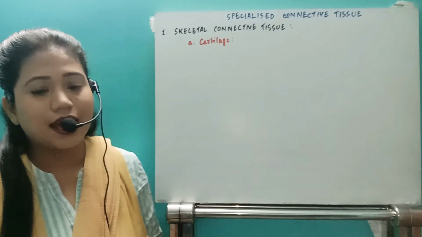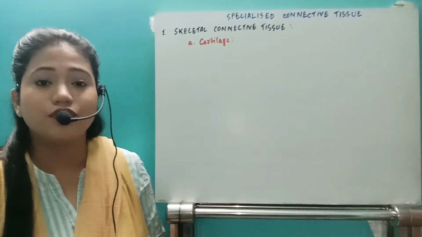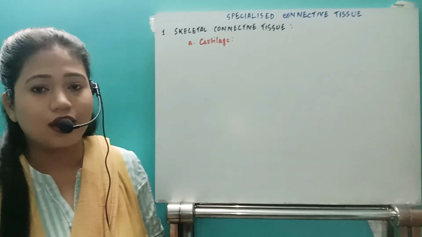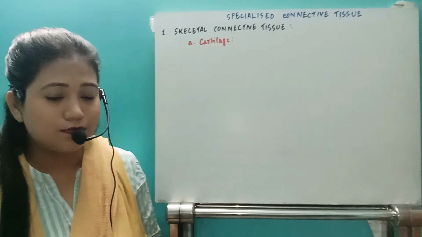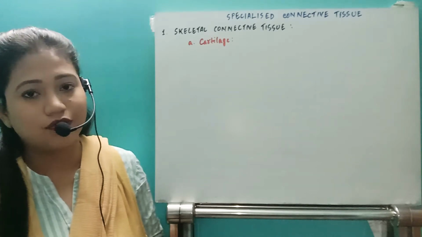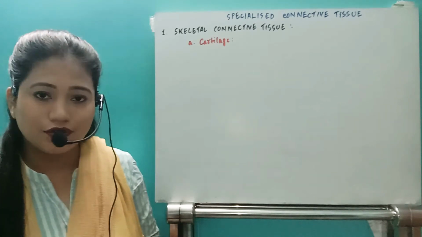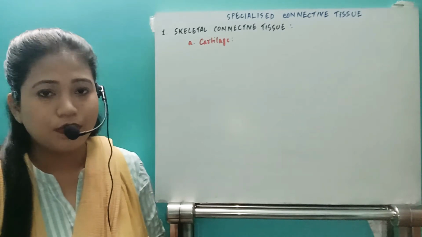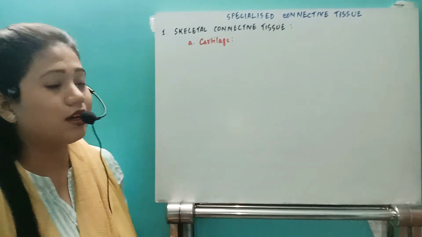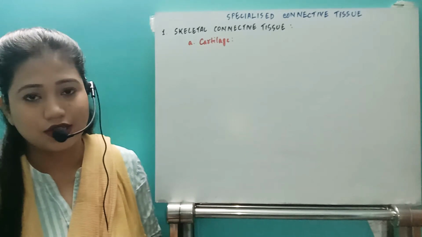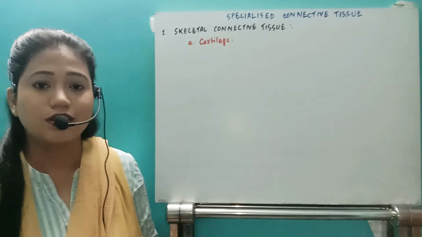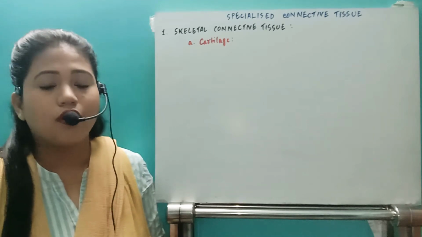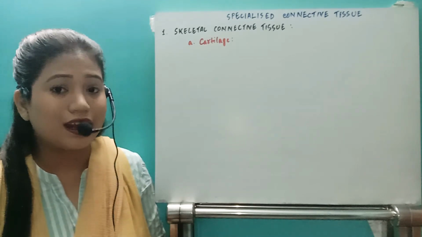Under the skeletal connective tissue we have two types. One is bone, another is cartilage. In this part, first of all we will start with the cartilage, and after the completion of cartilage we will move to the bone. So first of all, let us start the cartilage. What is cartilage actually? Where is it present? What is the composition and how is it present? First of all, we should know what the cartilages are.